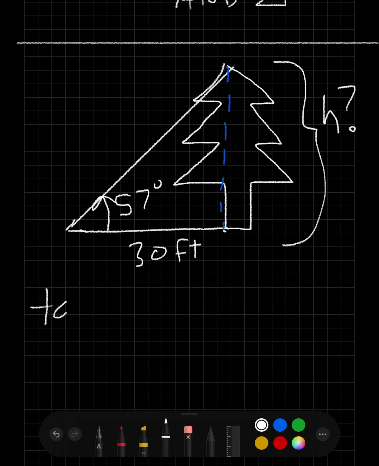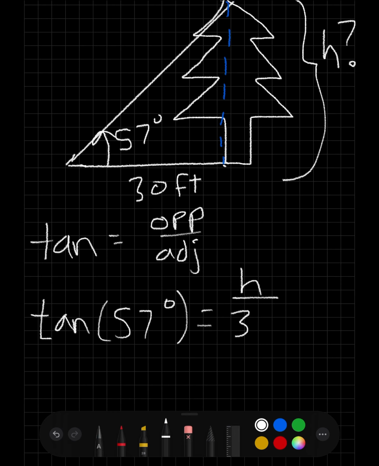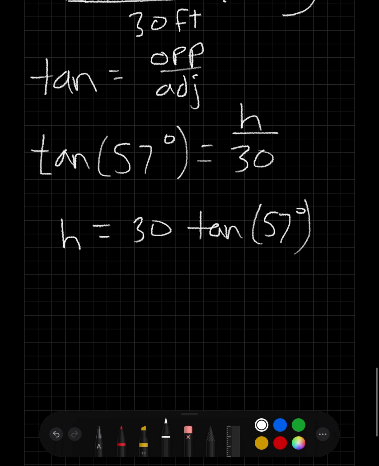So what we need to remember is that the tangent is defined as the opposite over the adjacent. And so our opposite value is the height of the tree. Our adjacent side is 30 feet. So if I take the tangent of 57 degrees, I know that's going to have to be H over 30. And I can multiply both sides of my equation by 30 to get H is equal to 30 times the tangent of 57. And your phone calculator can tell you the tangent of 57. You can plug that right in, and you're going to get that the height is about 46.2 feet.